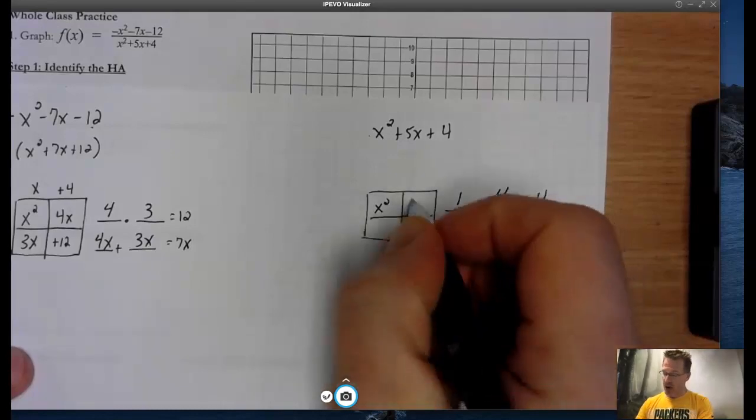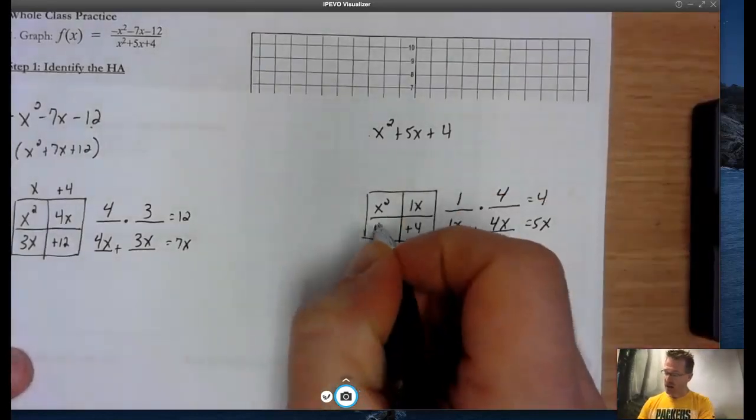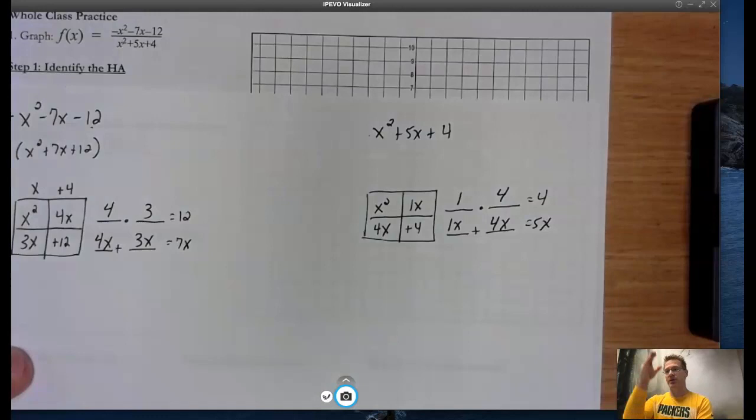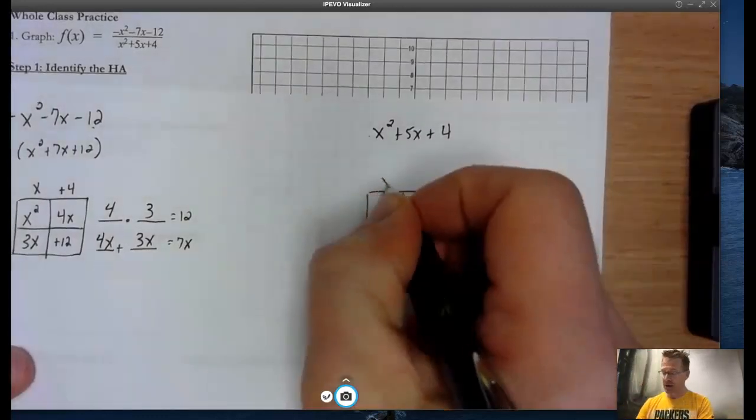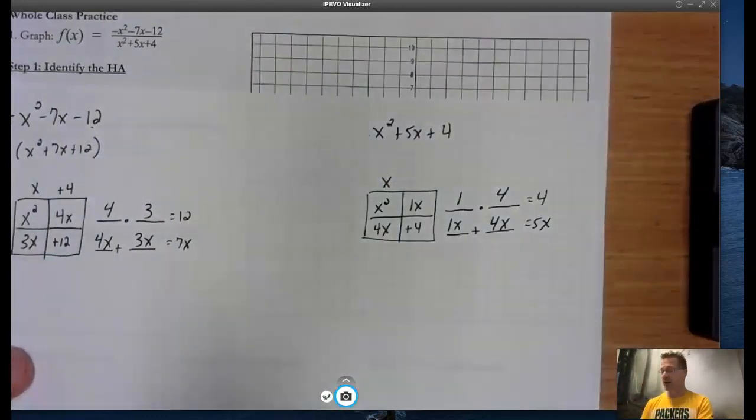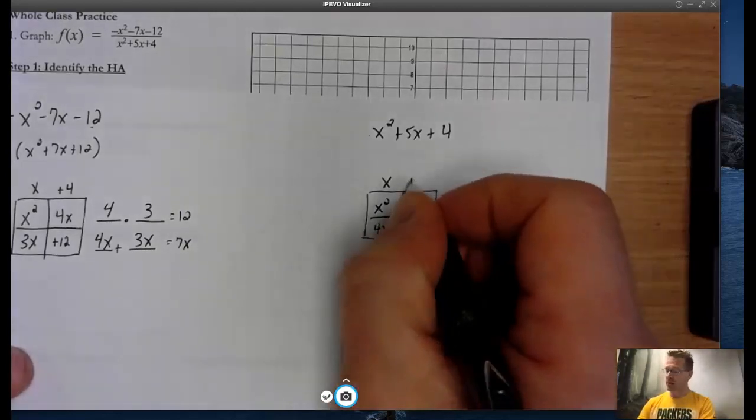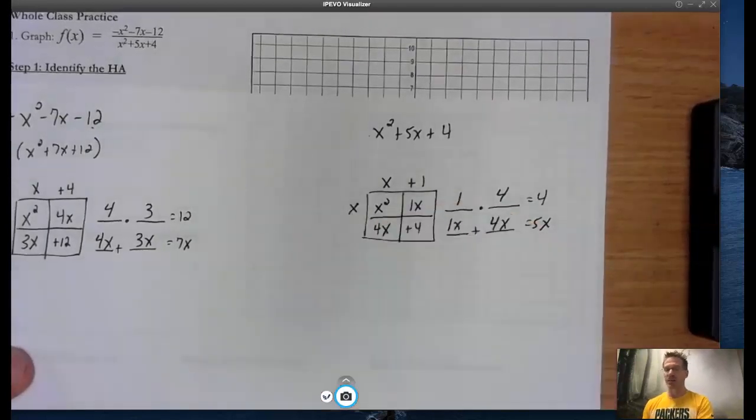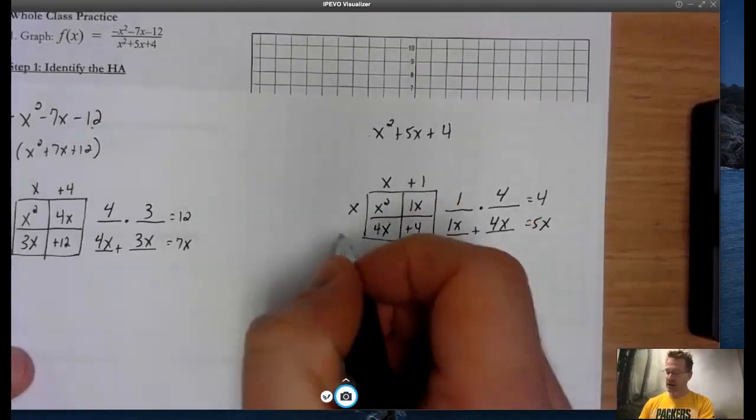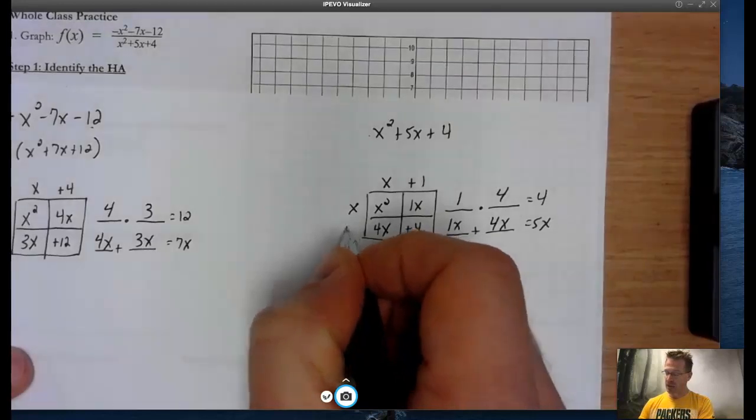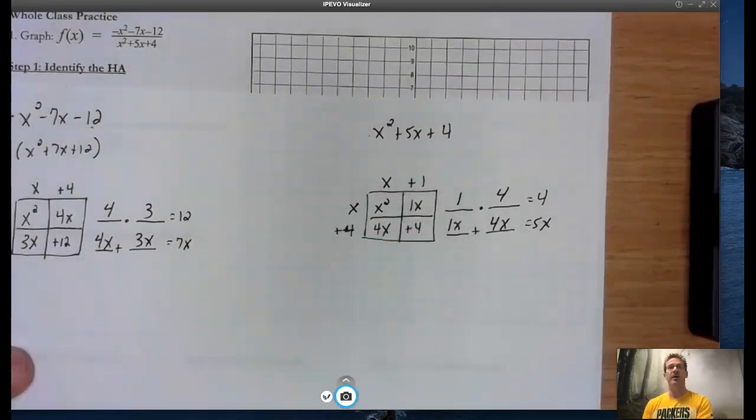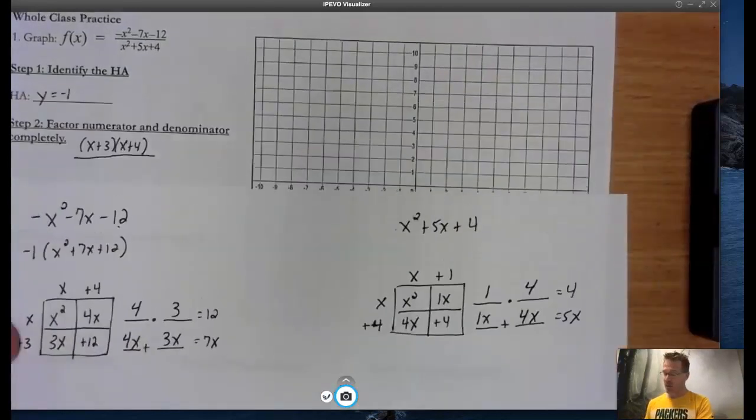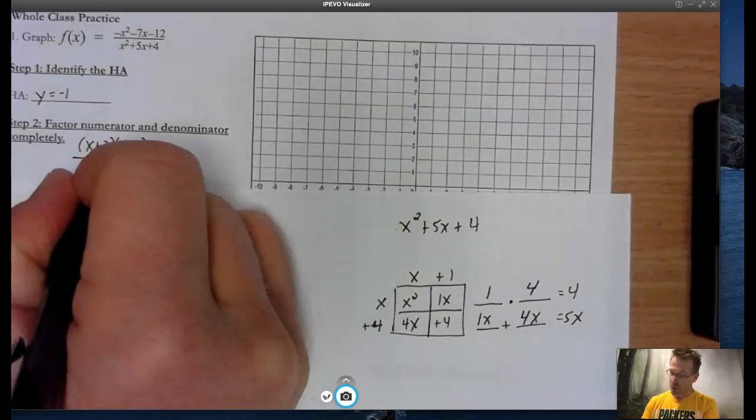So I'm going to drop the 1x in here. I'm going to drop the 4x in here. So we look at that first column again. Our GCF is x. Look at that second column. Now, notice, the only thing we can factor out of our second column is 1. First row, our GCF is an x. Second row, our GCF is a positive 4. See if I can write that. There we go. So now there's our 2 factors, x plus 1 and x plus 4.